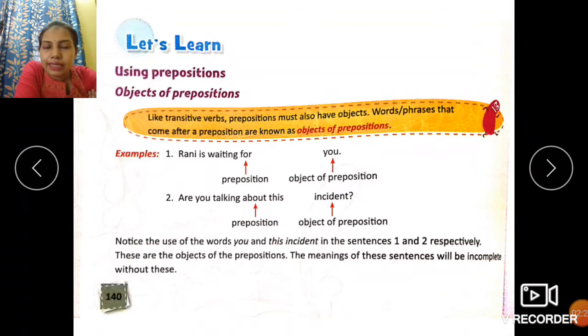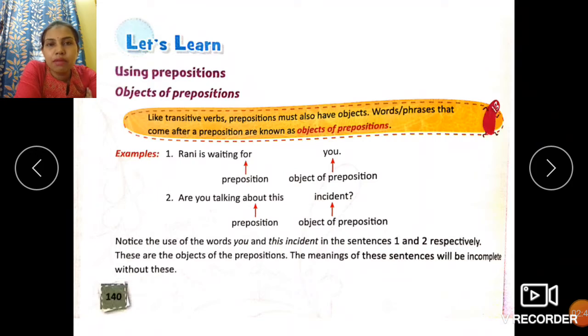There is an exercise on this in Wren and Martin. I urge you to practice the exercise from there, which will give you a variety of sentences with objects being used after prepositions. Now let's move on to the next slide.